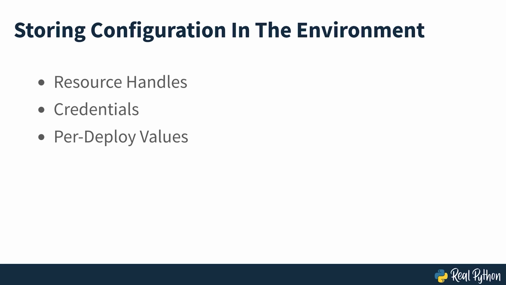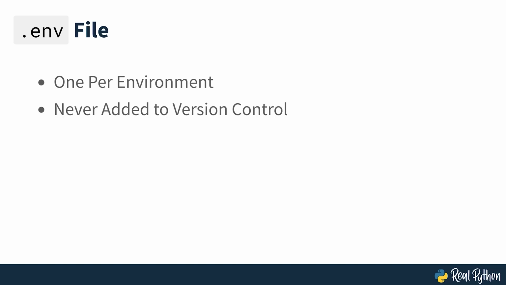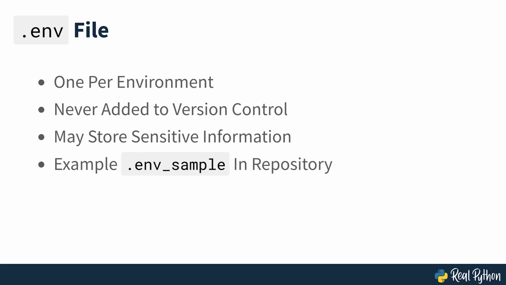The 12-factor principles require strict separation of config from code. Config varies substantially across deployments, and code does not. It's recommended to have different .env files for different environments. Also, you should never add the .env file to your version control system, as your environment variables may store sensitive information. Note that if you're sharing your code with other developers, then you may want to show in your repository what the .env files should look like. In that case, you can add a .env_sample to your version control system.